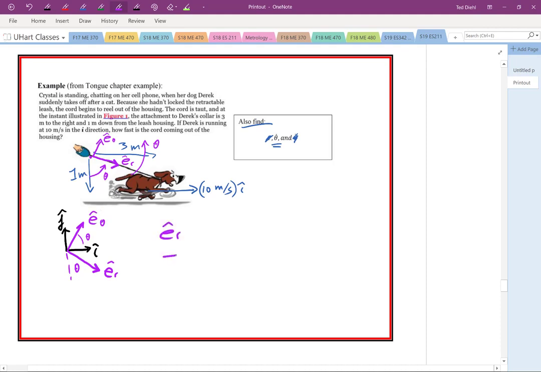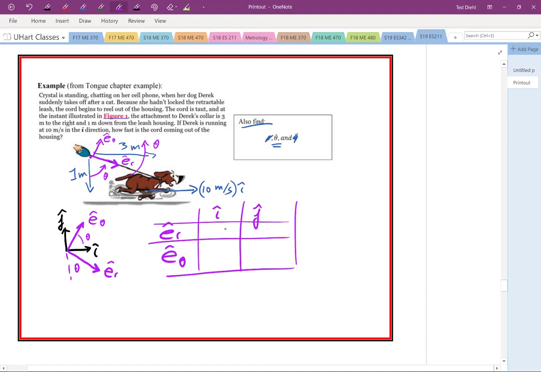Making a coordinate transformation matrix would look like this. Let me say I take ER and project it onto I. That's going to be the positive direction, so the sine of theta. And then ER onto J is going to be in the negative direction, the cosine of theta. E theta, in the I direction, is going to be positive, and it's going to be the cosine of that angle. And then in the J direction, it's going to be positive, but because it's opposite from the angle, it's going to be the sine of theta.